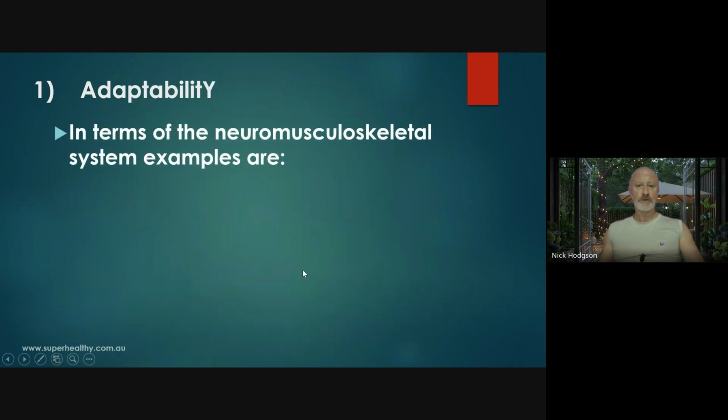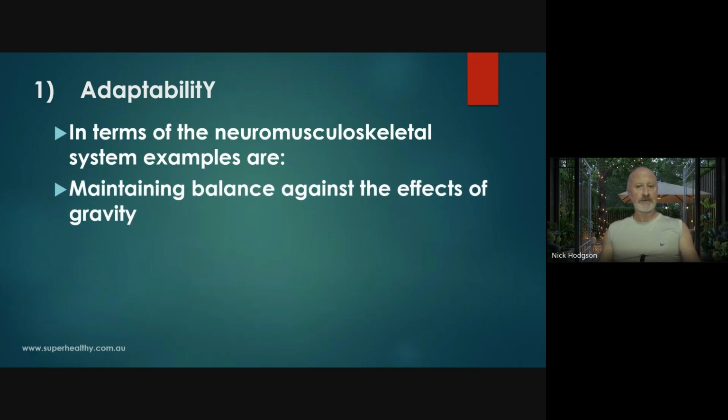So in terms of the neuromuscular system, examples of adaptability are maintaining balance against the effects of gravity. Gravity is trying to pull us down to the ground, but we are trying to stay upright. So there's this change that's going on all the time to be able to maintain an upright posture against gravity. And as a result of that, maintaining ideal posture requires continuous microscopic and macroscopic adaptations in your muscular system, your nervous system, in order to be able to maintain ideal posture.